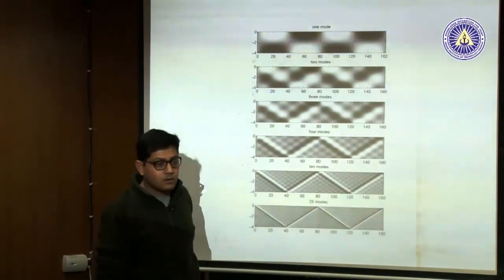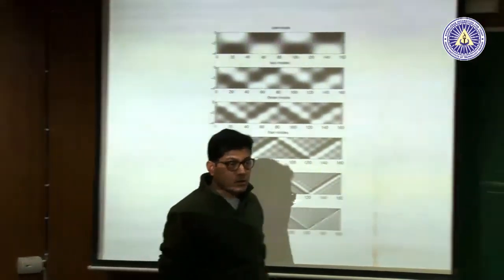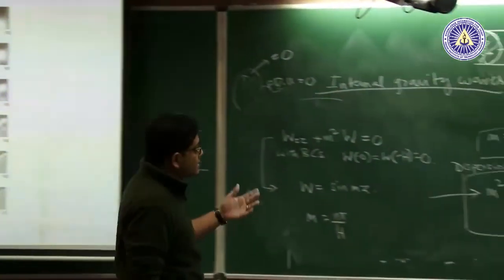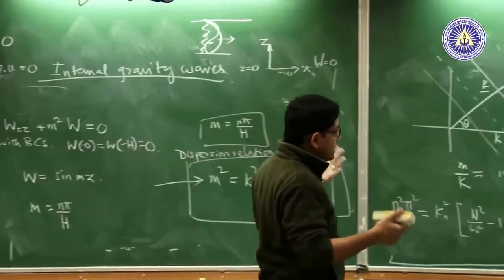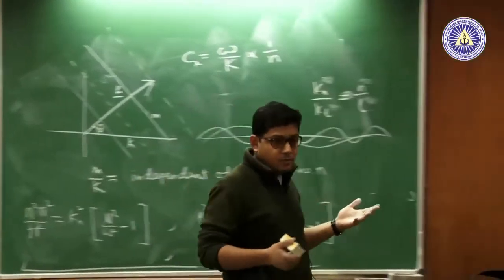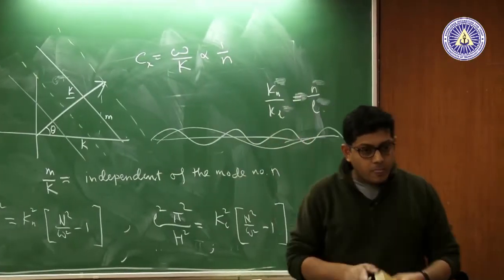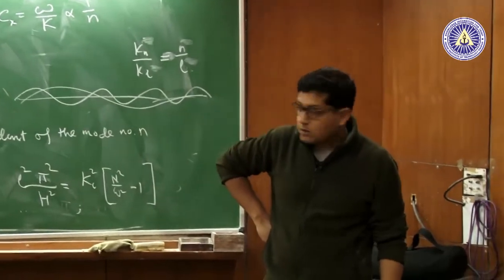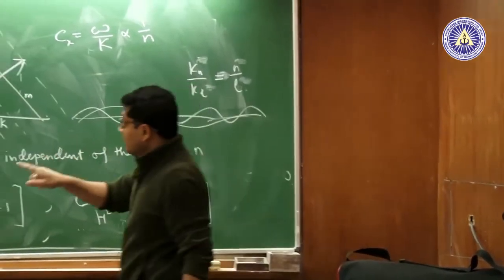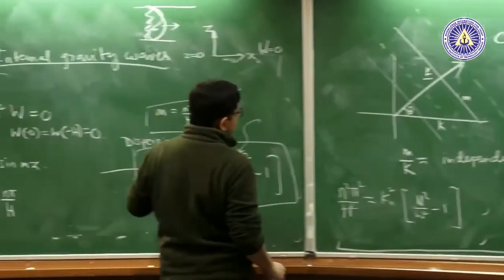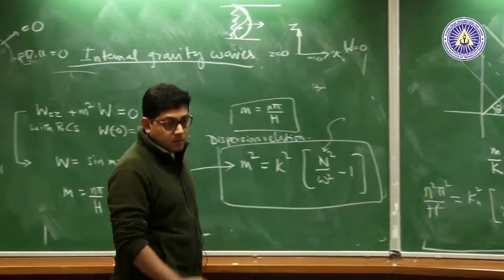Sorry, what was omega? Frequency. It is the frequency of the internal gravity waves, e to the power i omega t. What is m? m is the vertical wave number. So this problem has 2 wave numbers.